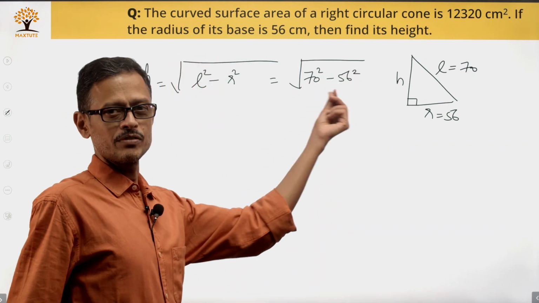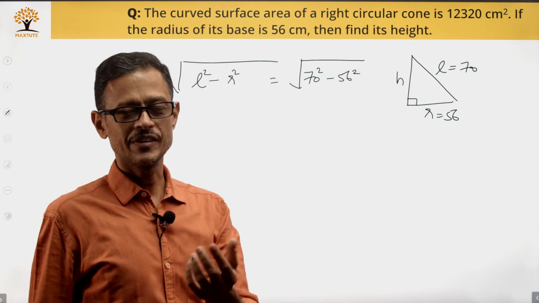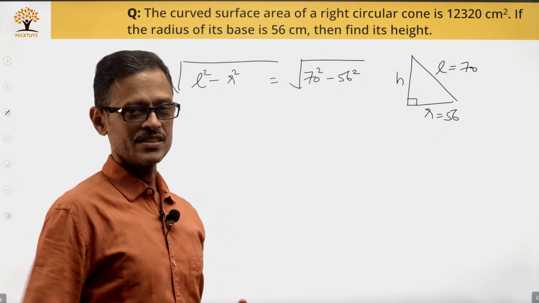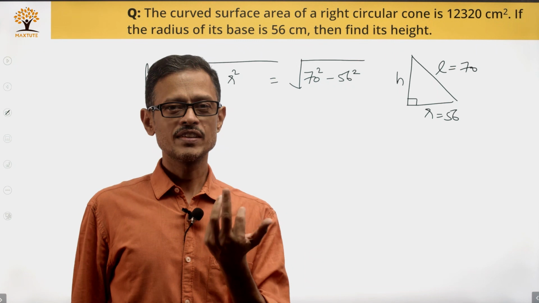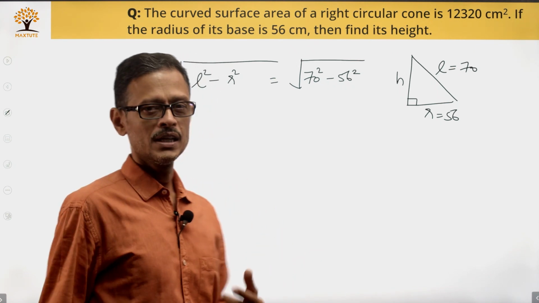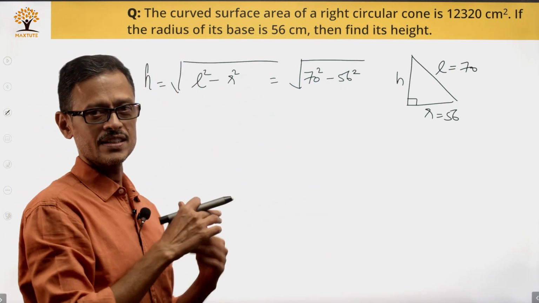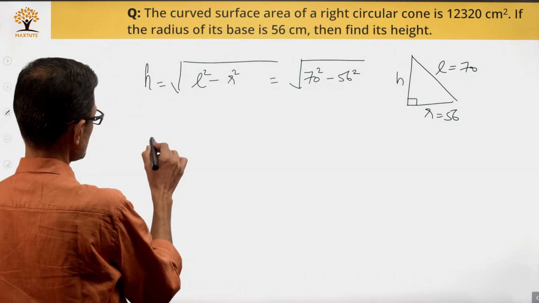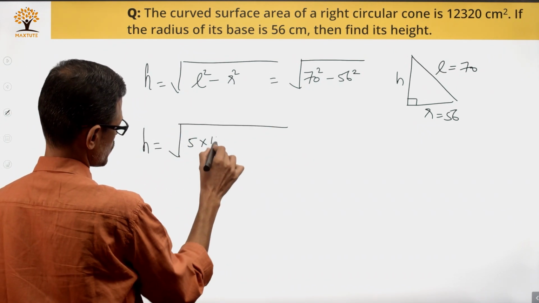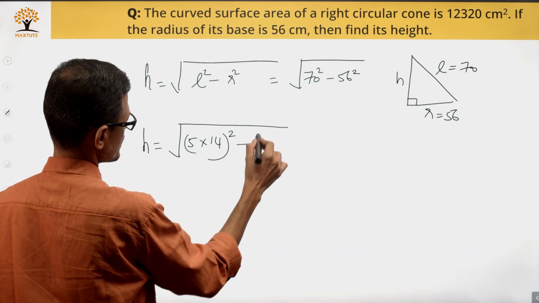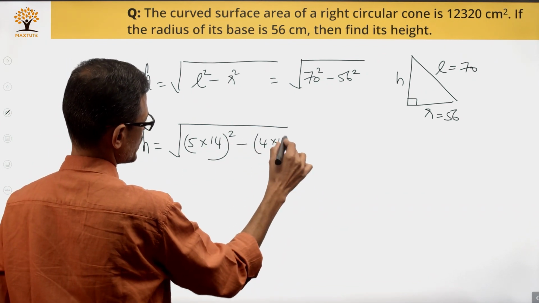This is easy to compute. 56 square is going to take a while, not too difficult, but let's make even that calculation easy. Look at the 70. 70 is 14 times 5. What is 56? 56 is 14 times 4. So we're going to be writing both 70 and 56 as multiples of 14. So 70 can be written as 5 times 14 square and 56 can be written as 4 times 14 square.